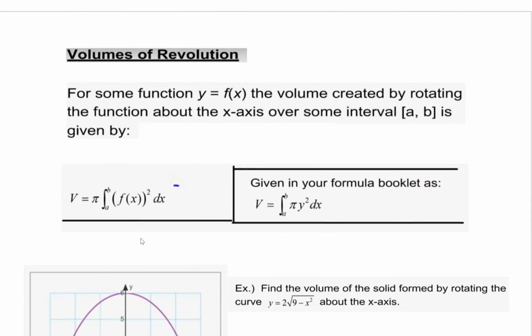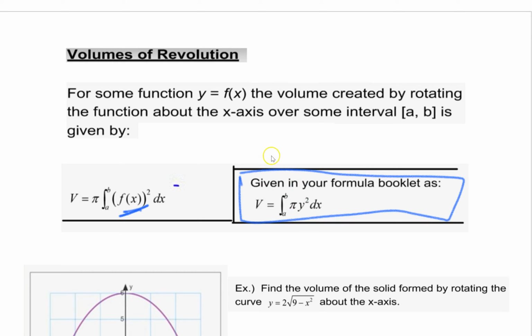Okay, last thing we're looking at today, volumes of revolution. For some function y equals f(x), the volume created by rotating the function about the x-axis for some interval a, b is given by this. Remember, this is on your formula sheet right here. And all it says is this: you get your function, square it, and times it by pi from your limits. That's the integral function. It's on your formula sheet.